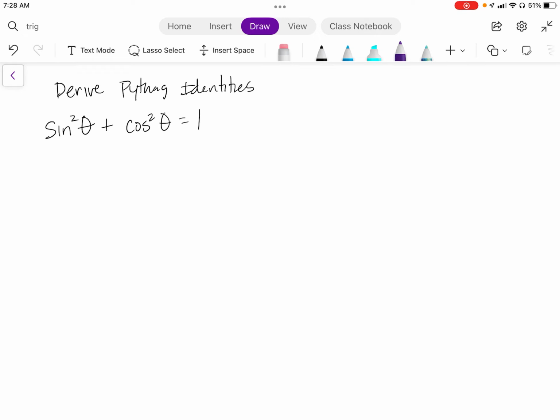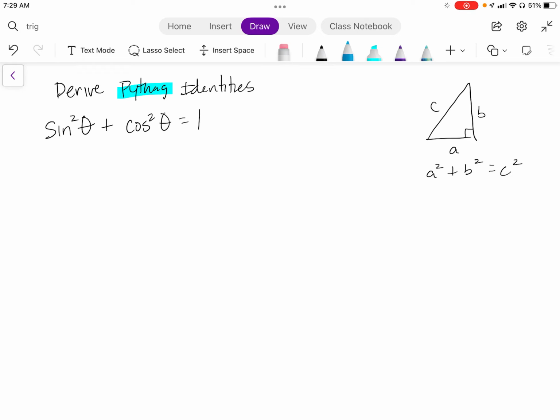Well, it's kind of in the title, Pythagorean identities. Well, what is the Pythag? Well, the sum of the squares of the legs, right? A squared plus B squared equals C squared. Old stuff, we all know that, but how is that sine squared plus cosine squared equals 1 exactly?